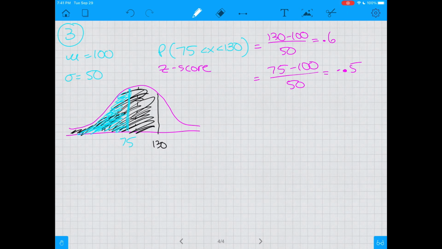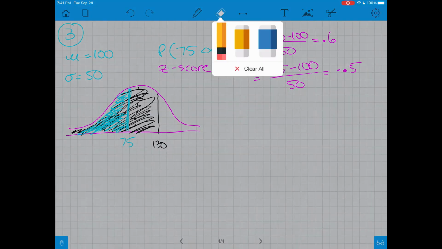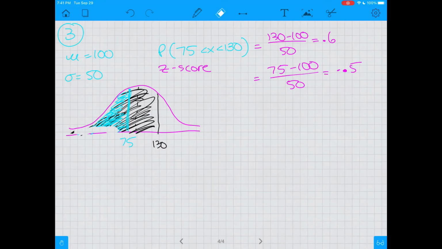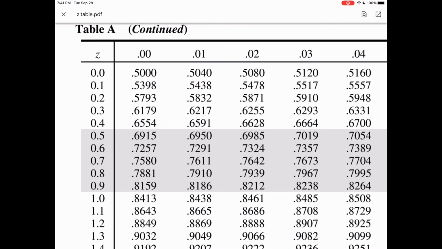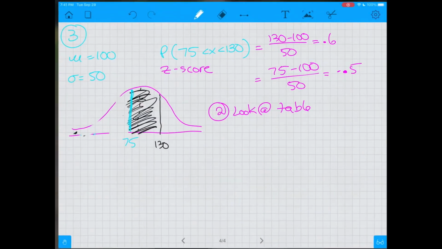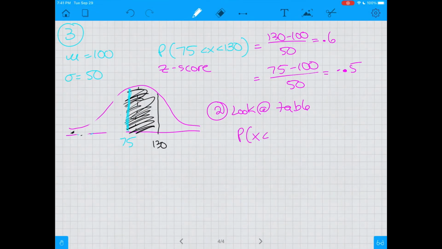So in order to figure out what's between them, all I have to do is subtract the area to the left of 75 from the area to the left of 130. Meaning all I have to do is get rid of all of this by subtracting what's less than 75. So for step 2, I look at the table. When I go to 0.6, I get 0.7257, the probability that x is less than 130.